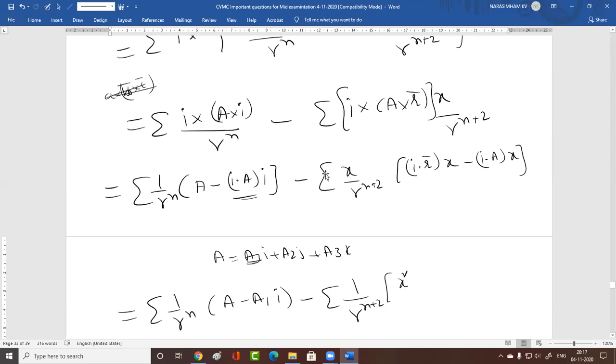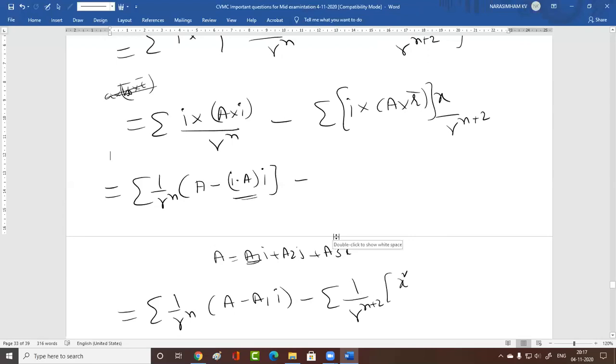Okay. Now I will change the second part. For the required condition, I will change the second part for getting the required proof. So the first part is very simple. I cross A cross I. So using the A cross B cross C formula, 1 by r power n into I cross I into I cross I dot I into A, that is A. I dot A into I.